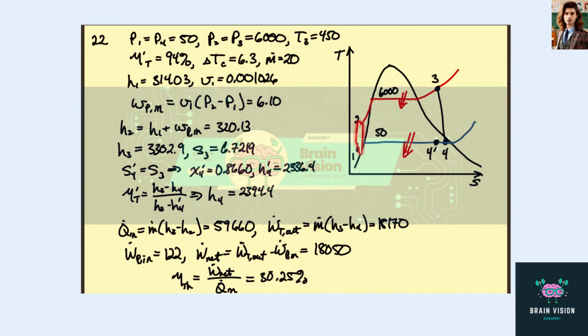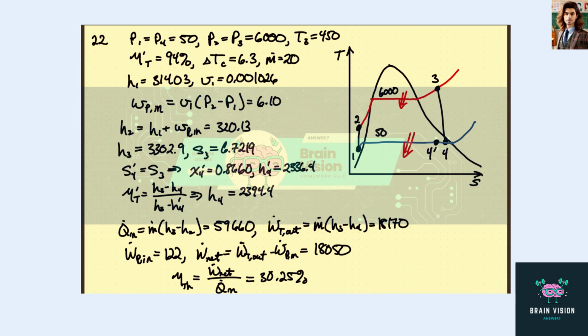So this is isentropic. With that, we can get the enthalpy at 2. We can then get the enthalpy and the entropy at 3, because we know these two properties. And then we can get the entropy at 4 by assuming that the adiabatic entropy at 4 is the entropy at 3, so we're in the two-phase region.